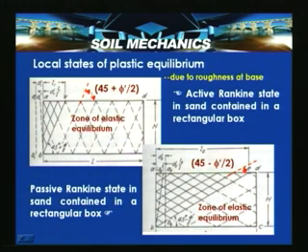In such a situation, this is the portion that has undergone failure, also called a failure wedge, and these are slip lines in both directions. So, this is the passive Rankine state with a local state of plastic equilibrium, as well as the active state with a local state of plastic equilibrium.